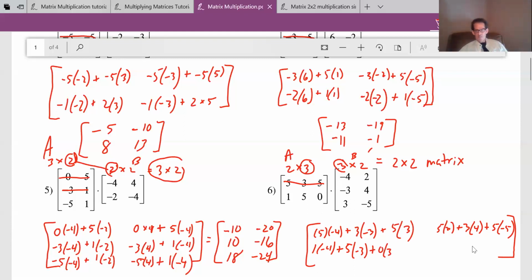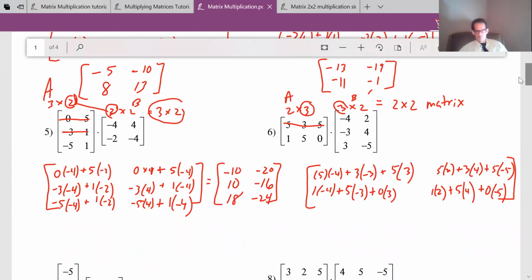Okay. Then over here, I'm going to do this row by this second column right here. So I have 1 times 2. And then I have this 5 times 4. And then finally I have my 0 times this -5. Okay. So now we want to simplify all of that down here.